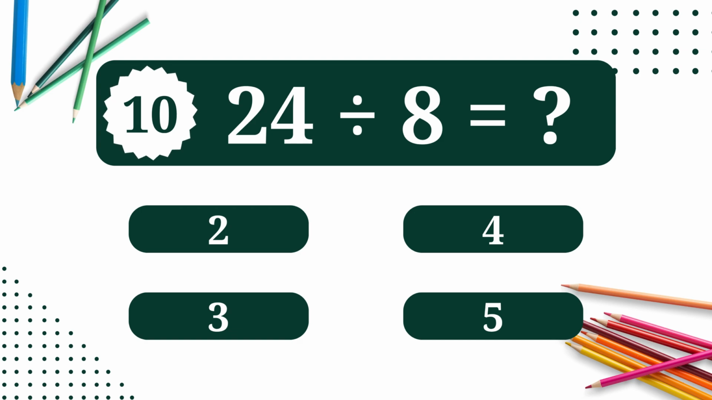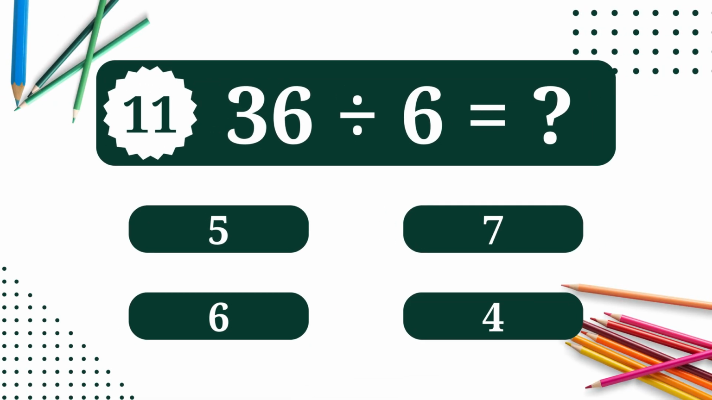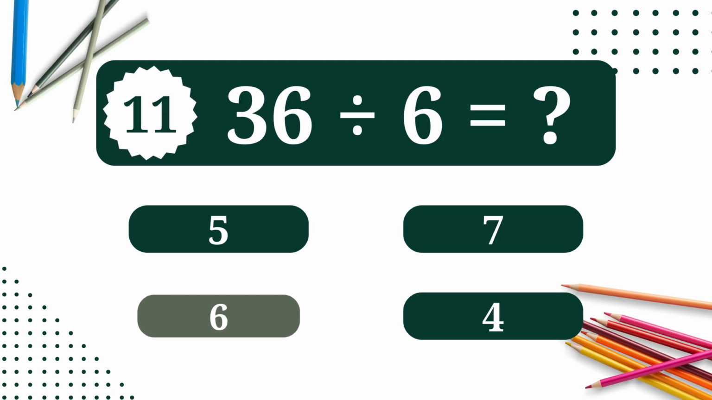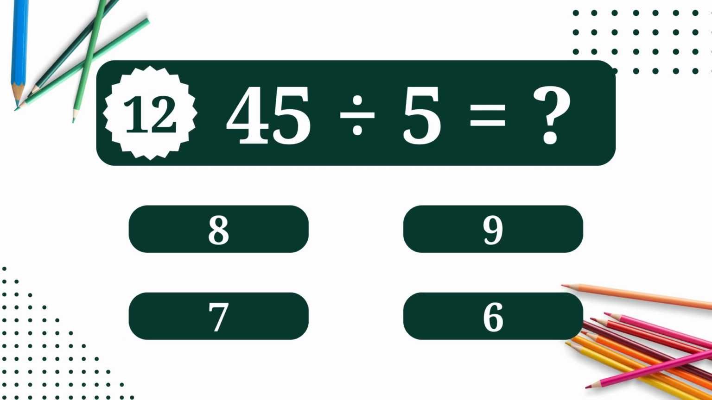Question 10. What is 24 divided by 8? Three. Question 11. What is 36 divided by 6? Six. Question 12. What is 45 divided by 5? Nine.